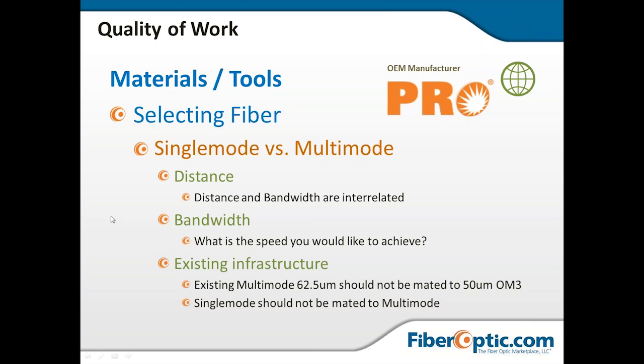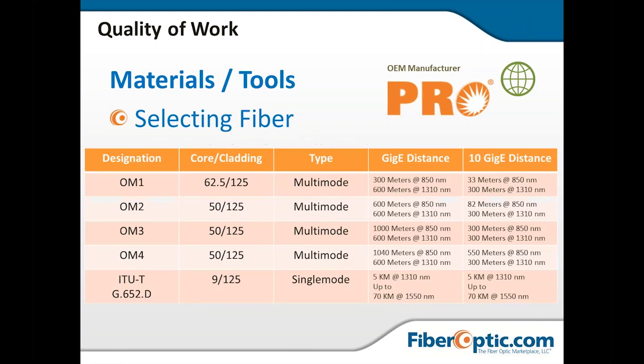So here are some examples of what we're talking about when we look at some distances. I have 2 slides that are very similar. I grabbed them from 2 different presentations that we had, and the numbers are slightly off. One's more rounded in general terms, and the other's a little bit more detailed, but I'll show them both. So OM1, which was the 62.5 multi-mode, at gigabit Ethernet speeds, you really can only get 300 meters of effective distance at the 850 nanometer wavelength.